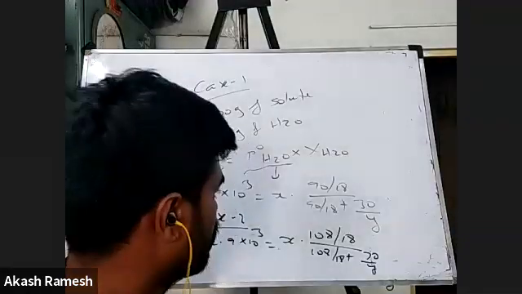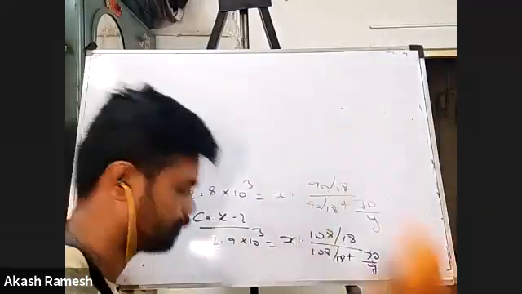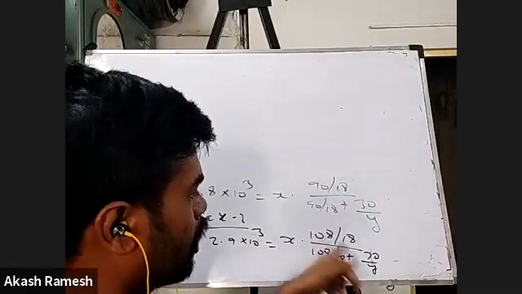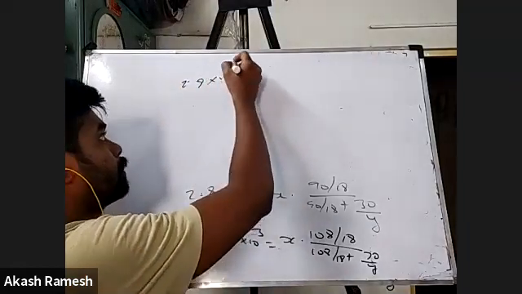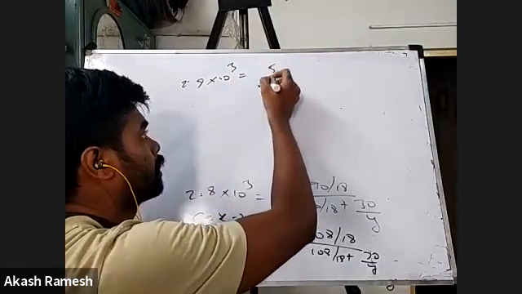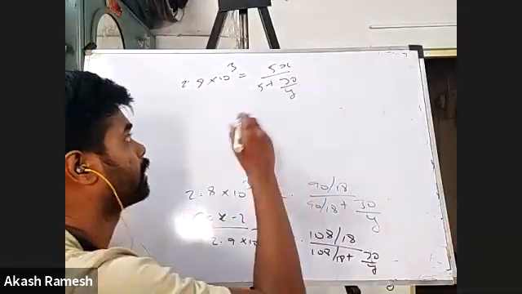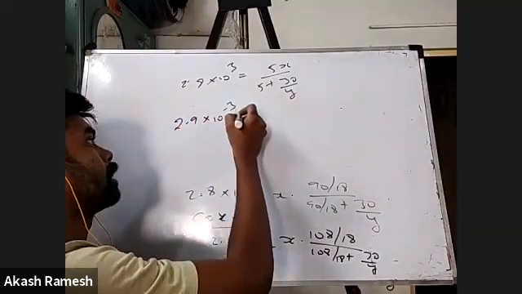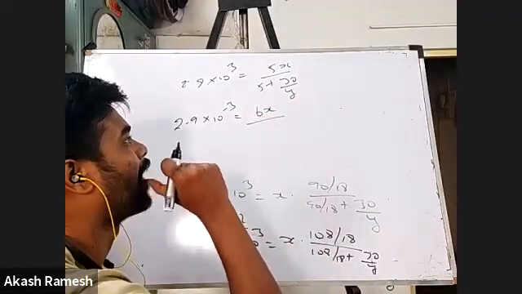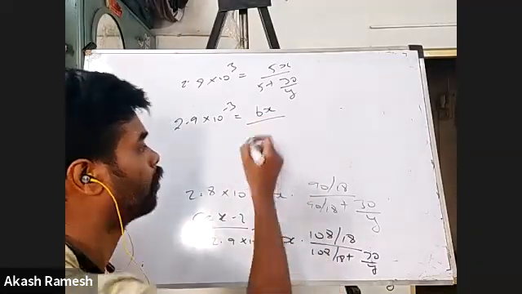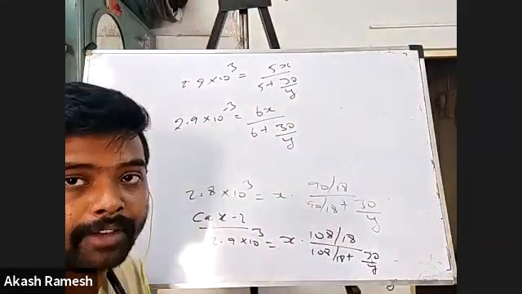That's it. So these two equations we have to solve somehow to get X and Y. Let me simplify. 90 by 18 is 5 and 108 by 18 is 6. So I have 2.8 into 10 to the power 3 equal to 5X divided by 5 plus 30 by Y. And I have 2.9 into 10 to the power 3 equal to 6X divided by 6 plus 30 by Y. Okay, this is what we have.